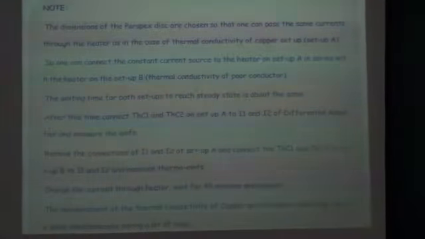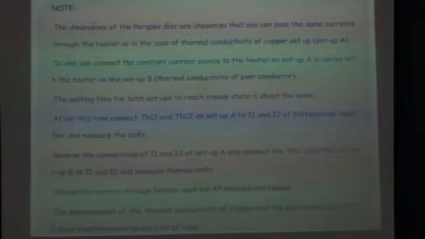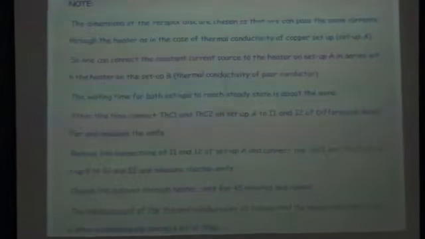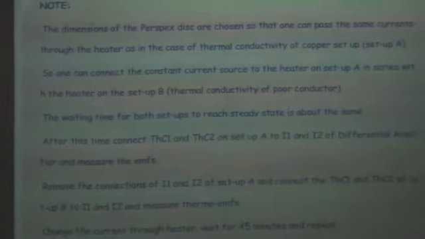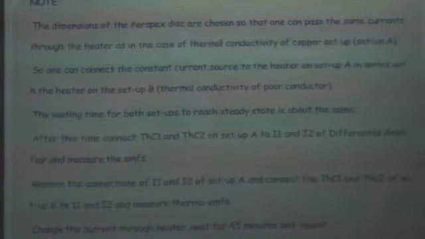The dimension of this is what I was telling you. The dimension of the object is also chosen so that one can pass the same current through the heater as in the thermal conductivity of copper setup, so that one can connect the same constant source for both experiments. And you can make use of all three terminals of the DC differential amplifier.